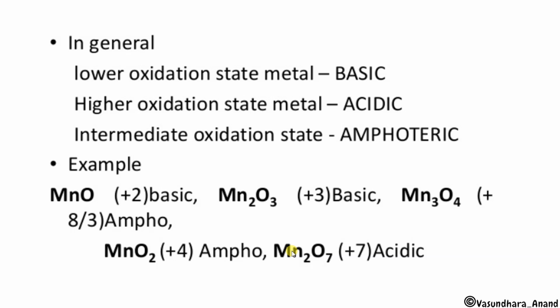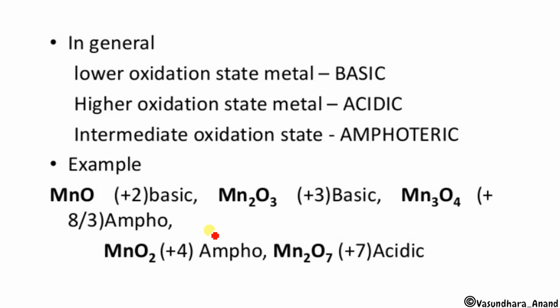So in general, lower oxidation state metal oxides will be basic. Okay, lower oxidation state basic, higher oxidation state will be acidic. Intermediate oxidation state will be called amphoteric. As an example, MnO, plus 2, is basic. While Mn2O3, in plus 3, is also basic being lower. But if we talk about the highest one, Mn2O7, it is acidic. This is Mn3O4, this is MnO2, here it is in between, so that's why it will be amphoteric.